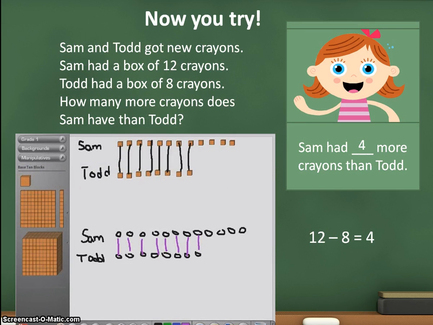Sam and Todd got new crayons. Sam had a box of 12 crayons. Todd had a box of 8 crayons. How many more crayons does Sam have than Todd? Let's see, my big key word in this is what? How many more? Don't forget that when you do your self-talk. Pause the video now and go through the problem, self-talking and checking. When you're ready to come back, press play.